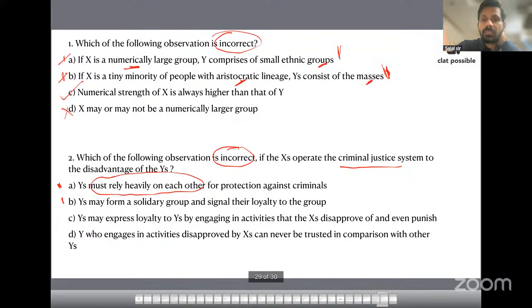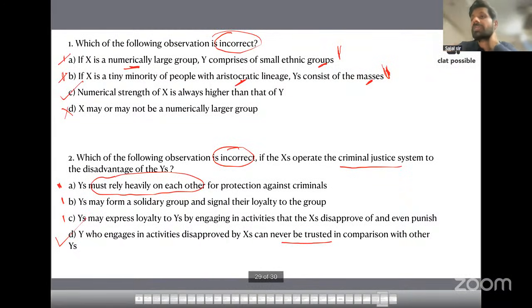C: Ys may express loyalty to Ys by engaging in activities that X's disapprove of and even punish. Right? C is also okay, right? It said that they may do things that may not be right, just to express their loyalty to the insiders. D says a Y who engages in activities disapproved by X's can never be trusted in comparison with other Ys. In fact, the opposite is true. If they do some activity disapproved by X, they'll be seen as more loyal, right? So "never be trusted" is incorrect, right?